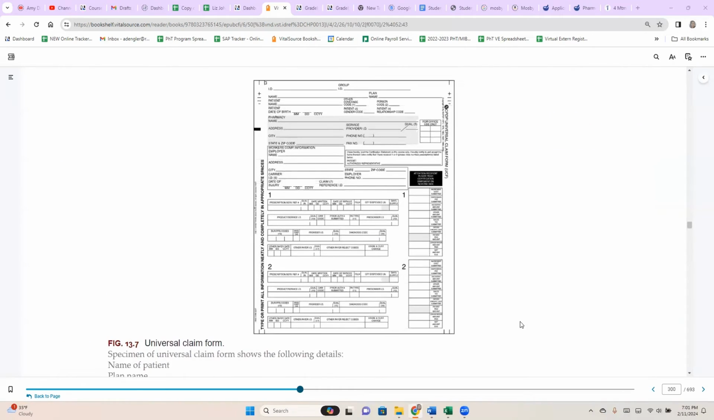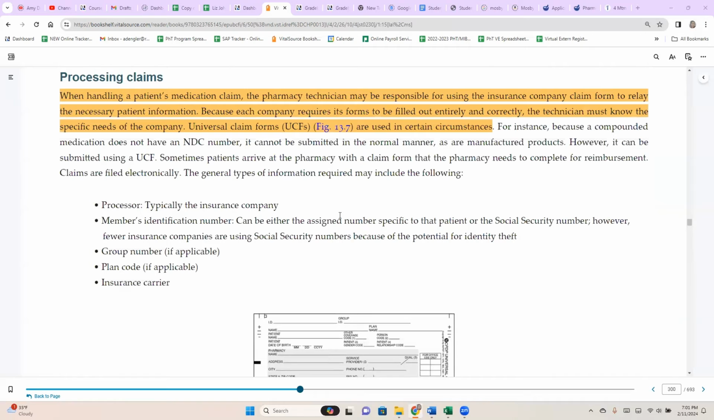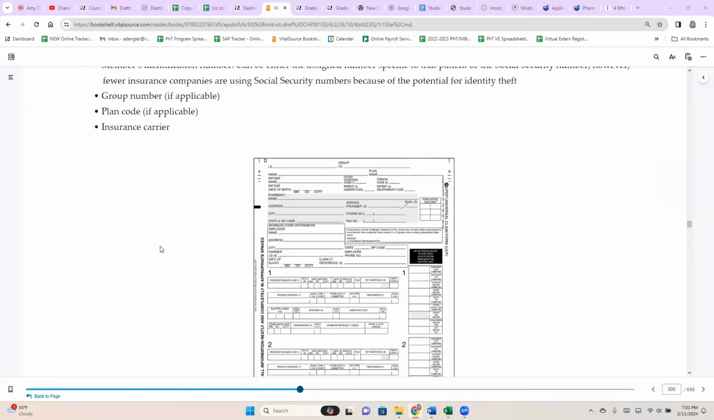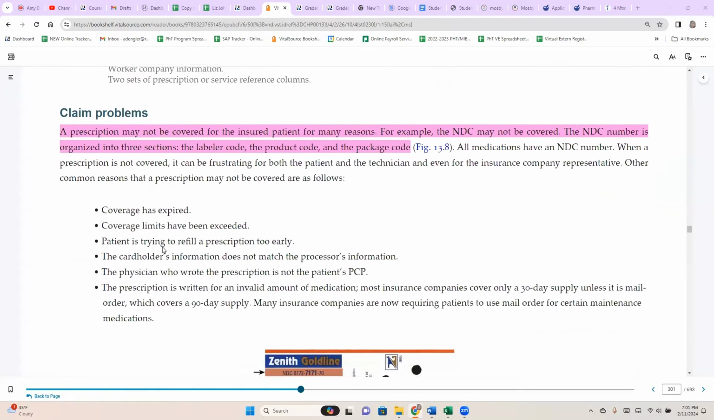Here's an example of a universal claim form. Here are the general types of information that are required for that. A prescription may not be covered for the insured patient for many reasons. For example, the NDC may not be covered. The NDC number is organized into three sections: the labeler code, the product code, and the package code.